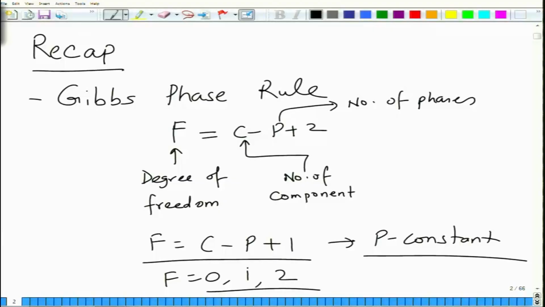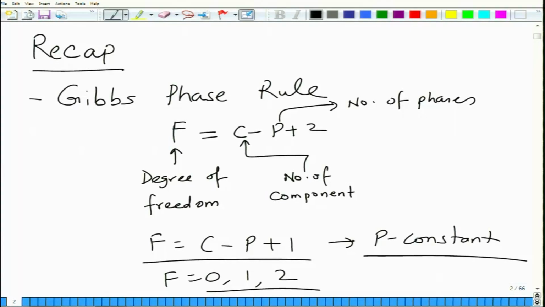Similarly, when you have degree of freedom as 1, you are in two phase equilibrium, and you are basically moving along a line. You change one parameter, the second one is automatically fixed, so you have only one independent variable. When F is equal to 2, you have one phase equilibrium, and you can vary pressure and temperature independently. So this was for unitary systems.